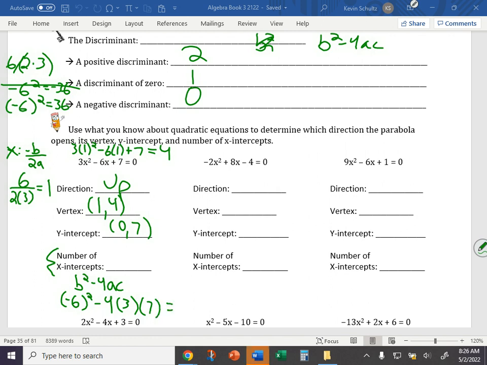And all we care about is whether this number is positive, 0, or negative. Not so much what the number actually is, but its sign. So what is -6 squared minus 4 times 3 times 7? -48. Because this equals -48, how many x-intercepts does this parabola have? 0. A negative discriminant means it has 0. The discriminant doesn't tell us what they are, only how many there are.